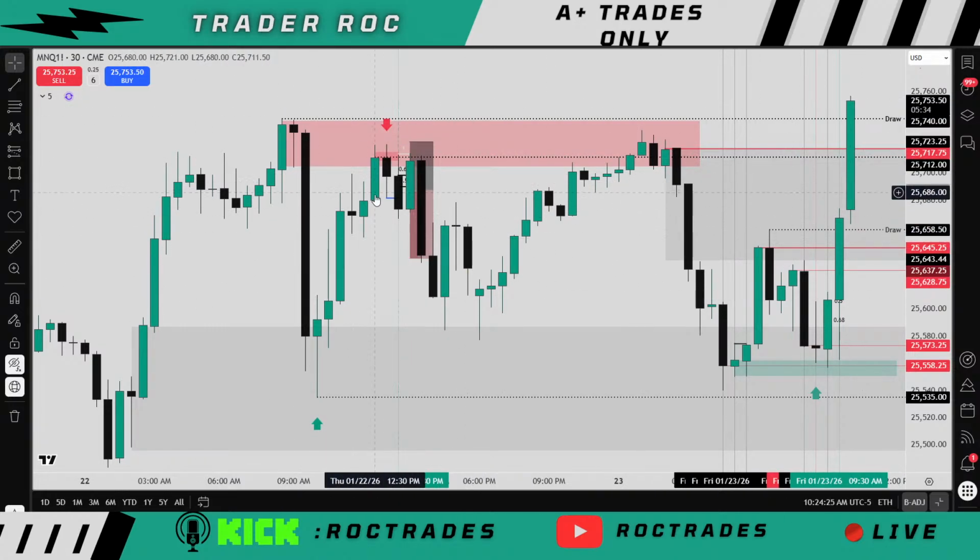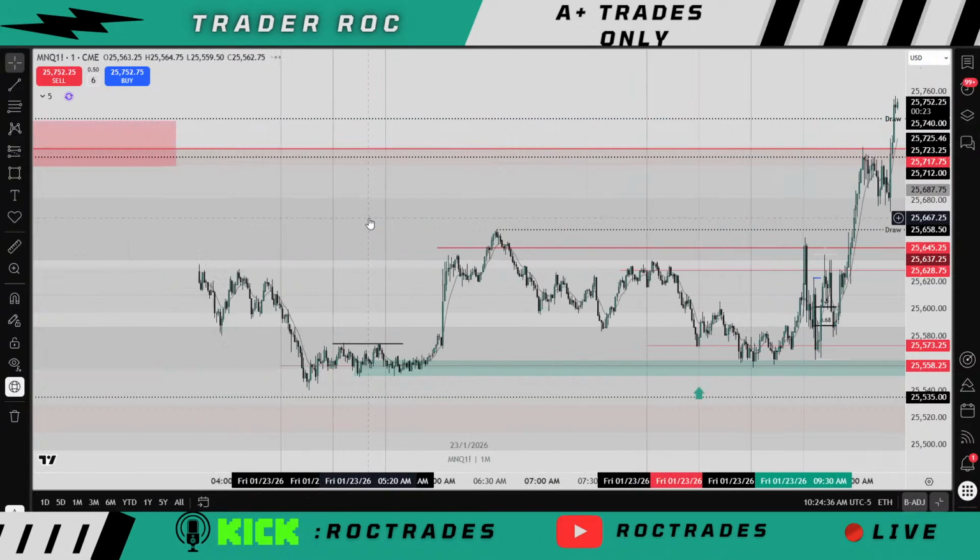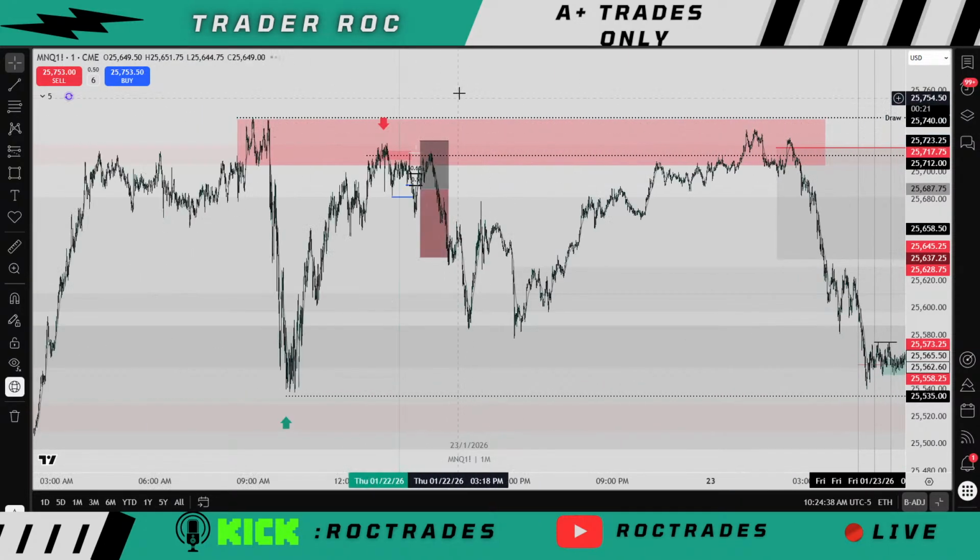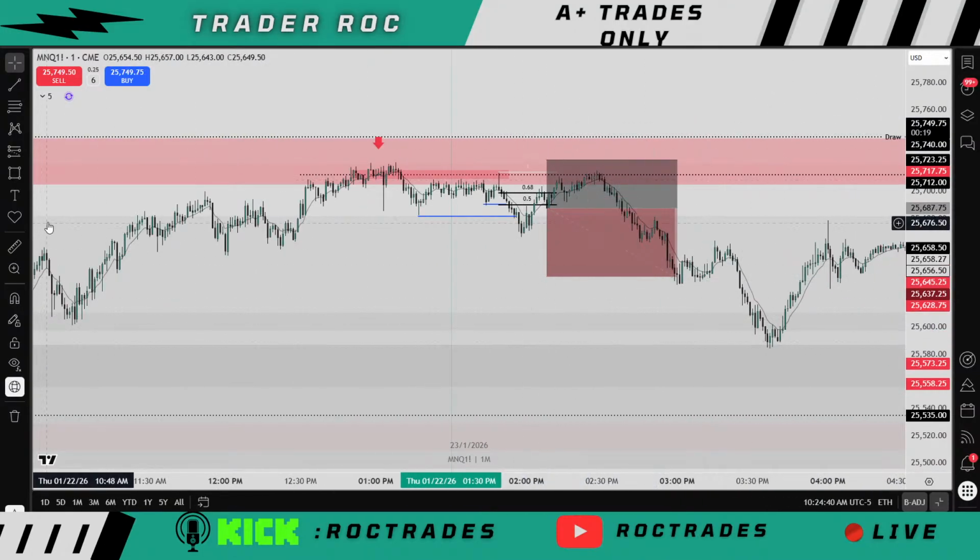But for this one, my draw would literally be some type of timestamp, right? So I don't see any clear swing point in the way here. So I would have been targeting some sort of timestamp. Zoom in here. What do we have?